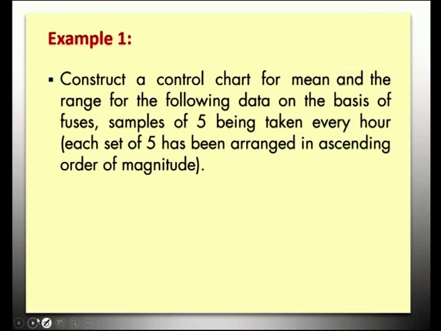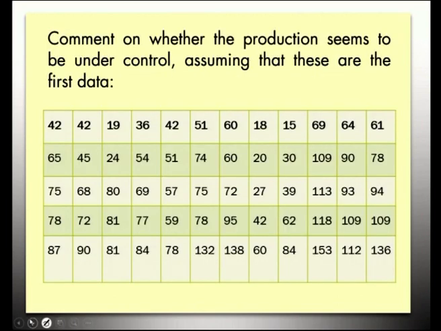Let us see this example. Construct a control chart for mean and the range for the following data on fuses, samples of 5 being taken every hour. Each set of 5 has been arranged in ascending order of magnitude. The question is, comment on whether the production seems to be under control, assuming that these are the first data. Sample 1 values are 42, 65, 75, 78, 87.